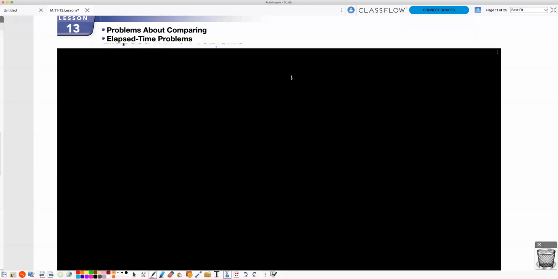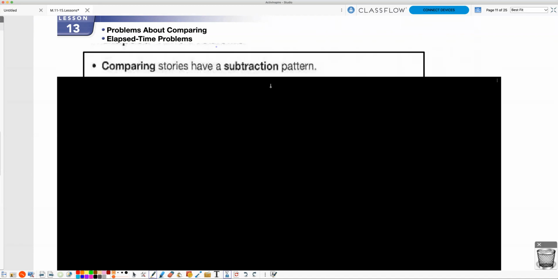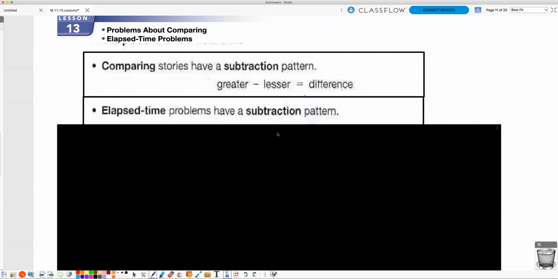Today we're doing Saxon math. This is lesson 13, problems about comparing and elapsed time problems. So when you're comparing stories, they may have a subtraction pattern. Like if you have something that was greater and you subtract a lesser amount, you end up with a difference.